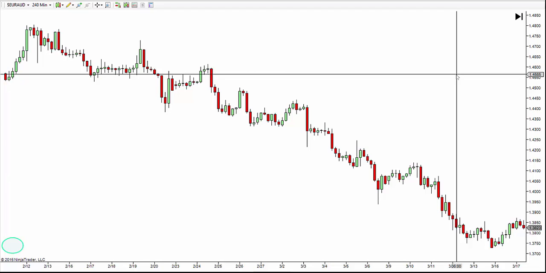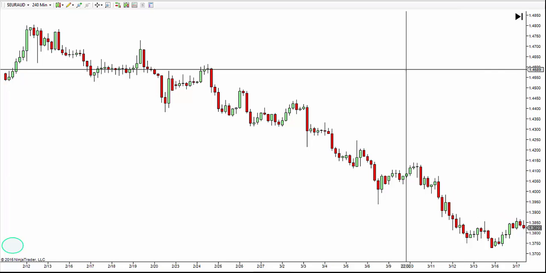Just wanted to do a video on structure and how to read a price chart. For example, the chart in front of us now, you can clearly see it's a downward move. So it's a bearish move. So let's get to it.